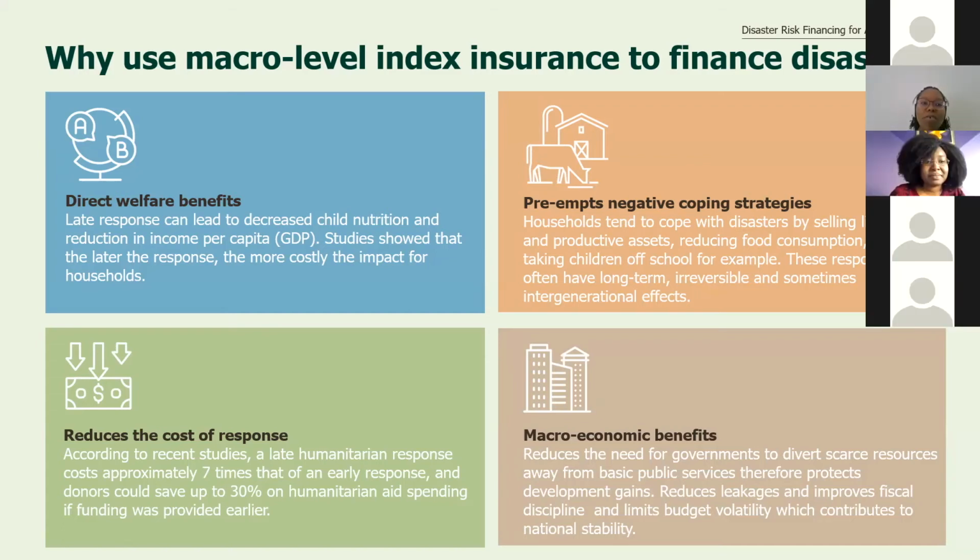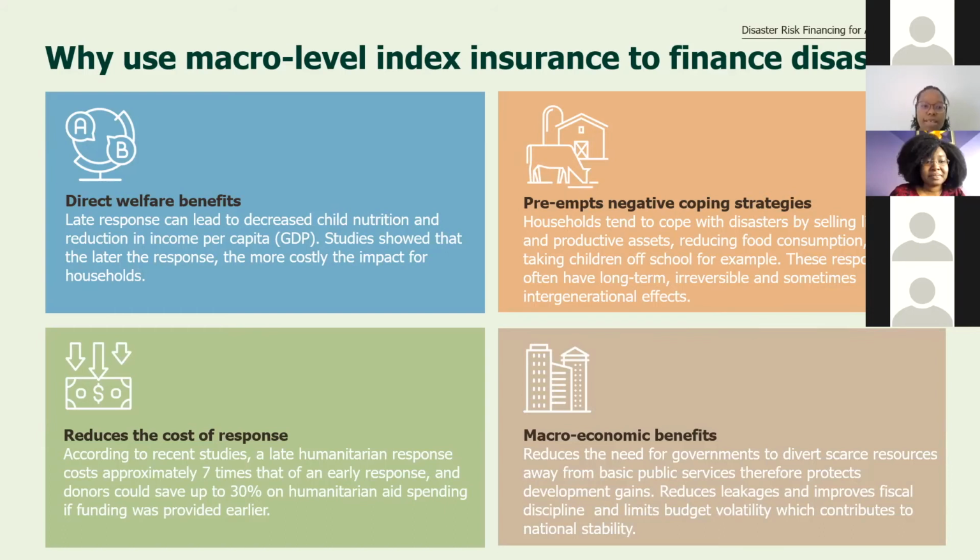So, coming to macro-level index insurance to finance disasters, this slide presents a rationale for why macro-level index insurance is useful and critical to finance disasters. As you'll see here, there are four sets of reasons or benefits from macro-level index insurance. The first, in the blue box there, is about direct welfare benefits that macro-level solutions can provide.